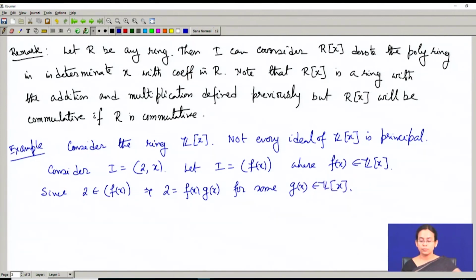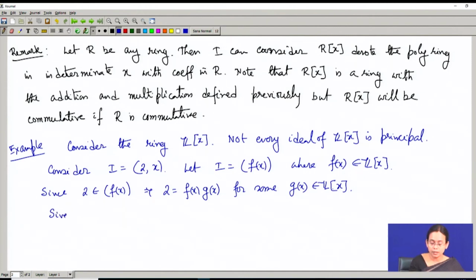So, that means which polynomial can divide 2? I know that the only divisors of 2 are plus minus 1 and plus minus 2. Therefore, the possible candidates for f will be either plus minus 1 or plus minus 2.